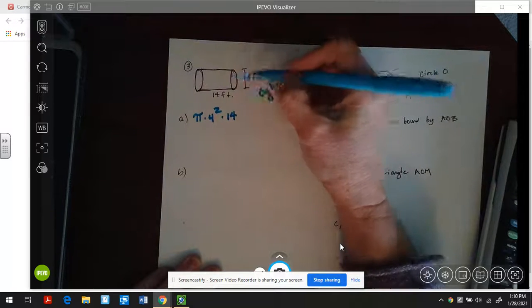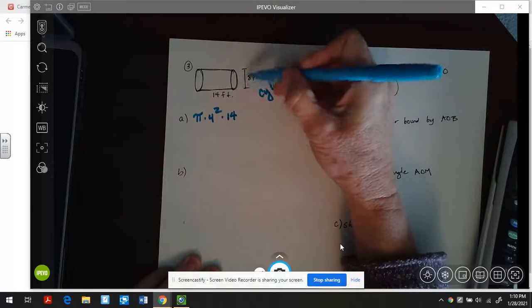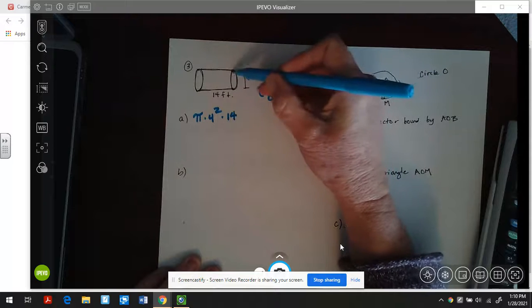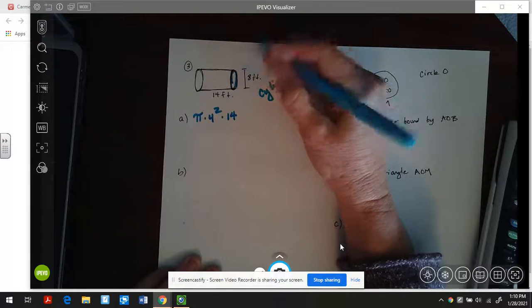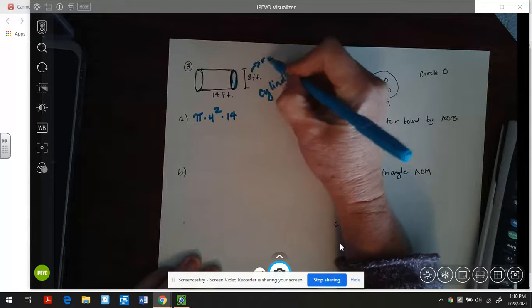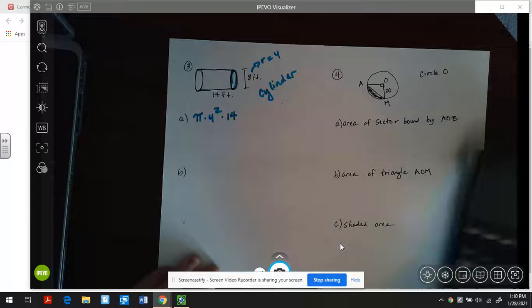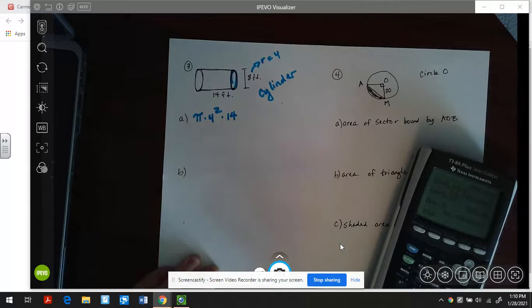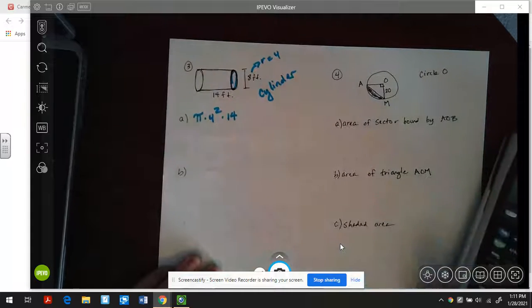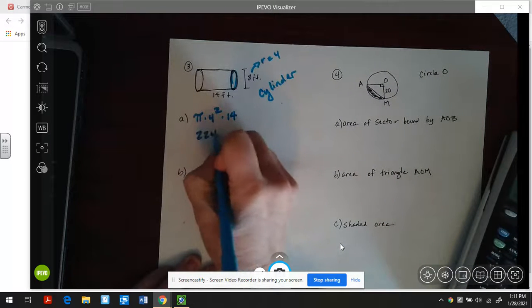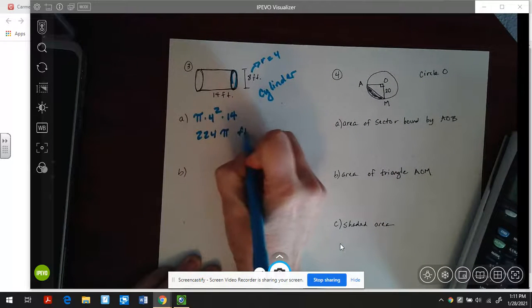This cylinder is laying on its side. Since this is the diameter, you have to find the circular part to get the radius. So that's why I have radius, just to be sure. Now we're going to multiply those things out. 16 times 14, 224 pi, and this would be cubic feet.